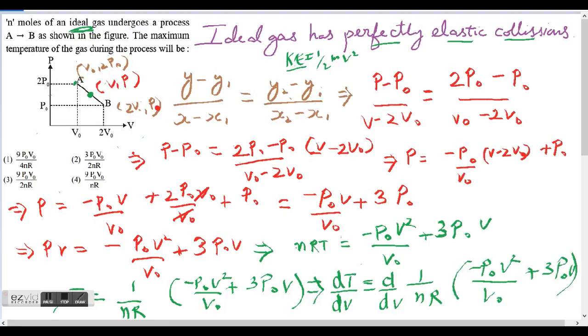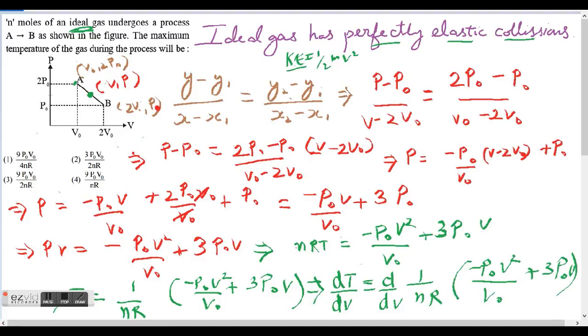So how can we do it? Let's look at the graph. The point A can be written as V0, comma 2P0. Why? Because on the x-axis it drops on the x-axis at V0, and similarly at 2P0 on the y-axis. Similarly, point B can be written as 2V0, comma P0. That's the notation x, comma y, right?